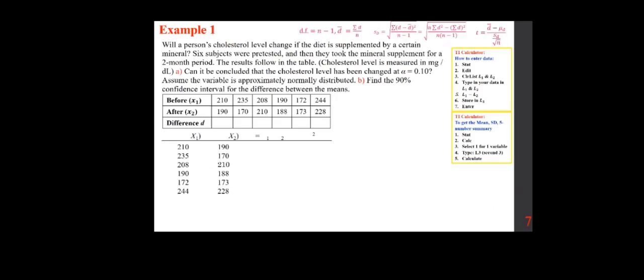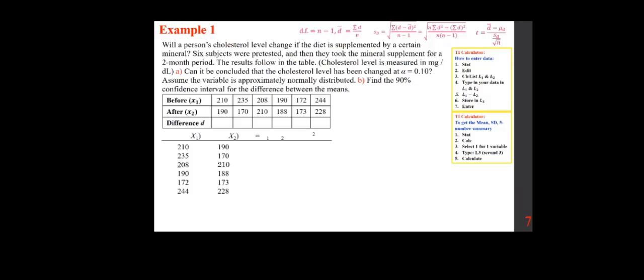Cholesterol level change if the diet is supplemented by a certain mineral. 6 subjects were pre-tested and then they took the mineral supplement for a 2-month period. The results follow in the table. A, can it be concluded that the cholesterol level has been changed at alpha equals 0.10? Assume the variable is approximately normally distributed, and B, find the 90% confidence interval for the difference between the means.